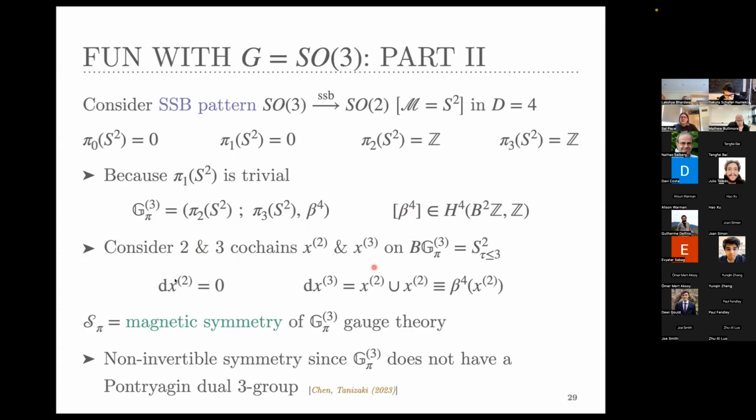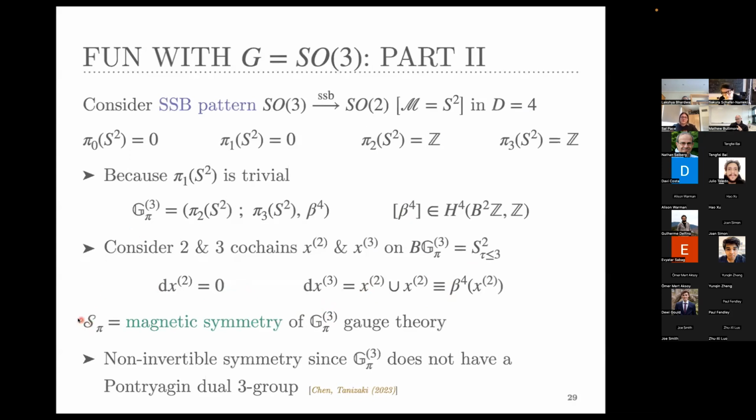I'm not going to argue it here. I don't have time. But x2 will be closed. So x2 is actually a 2-cocycle. But x3 is not closed. And you can show that d of x3 is equal to x2 cup x2. So this x2 cup x2 is at least how I would think of this Postnikov 4 invariant. So good, we have the 3-group.